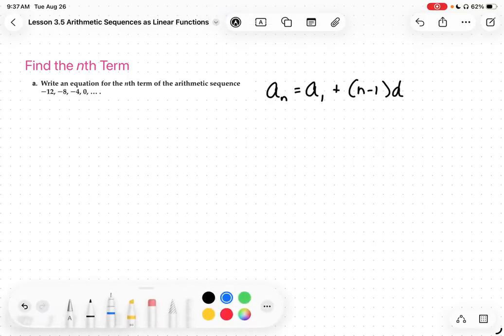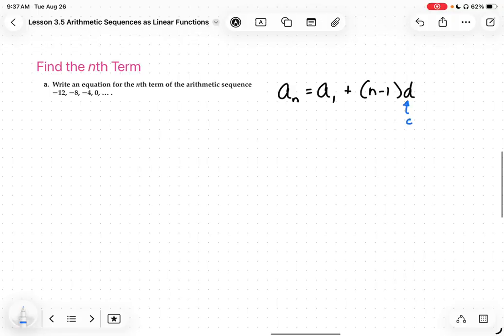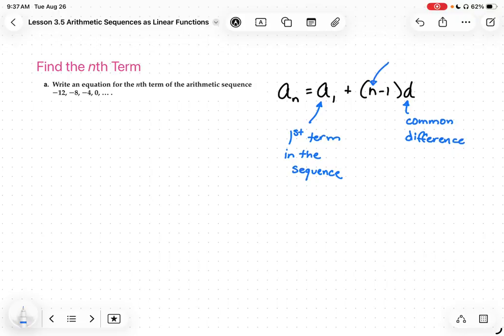Now, one part of this we know. We know that d is the common difference. The other two pieces we don't necessarily know, but a sub 1 is the first term in the sequence. And then n is going to be the term number, and we'll talk about that a little bit later. But n is going to be in the equation, so we're not going to fill that in with anything just yet.